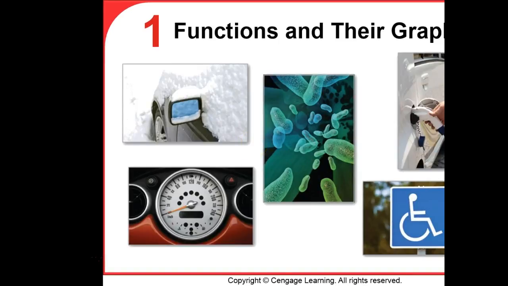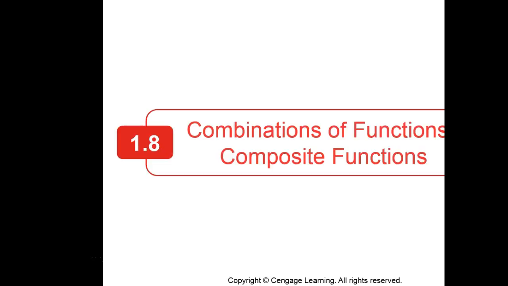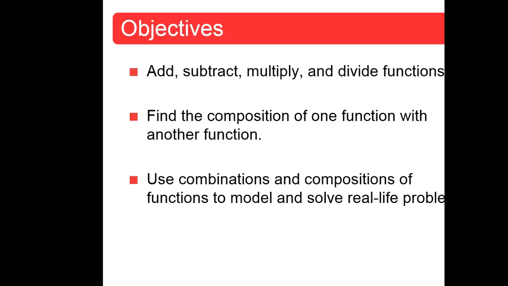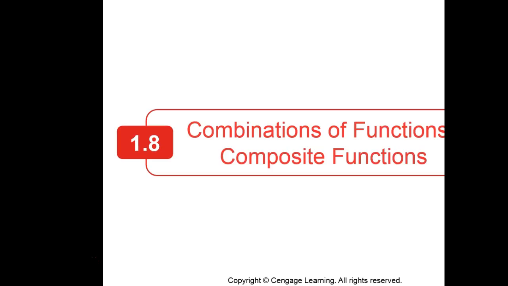Got it. All right, we're still doing functions and their graphs. Why this changes, I don't know. But we're going to be combining functions. Let's see if this does anything. No, it doesn't. Okay. Combinations of functions and composite functions. Now, what we had in 1.7 was transformations of functions. Okay? Now we're going to be combining functions.